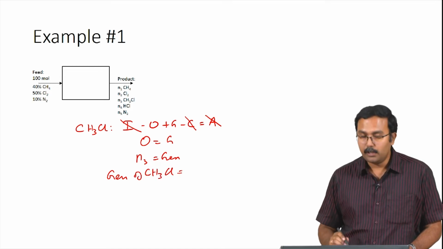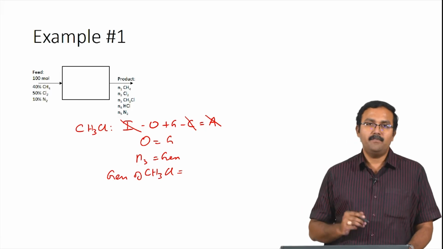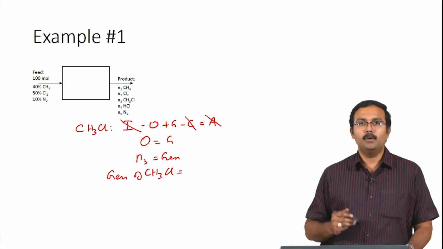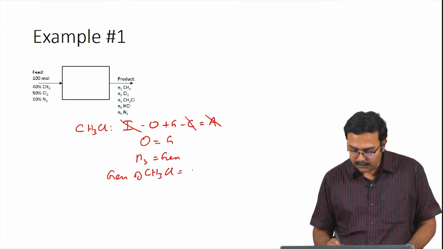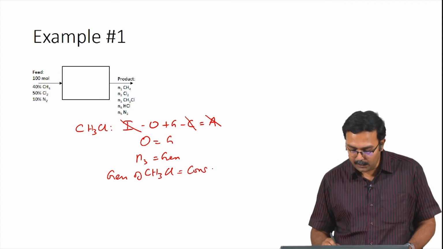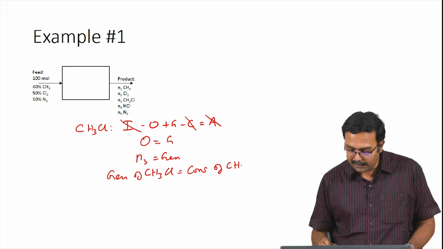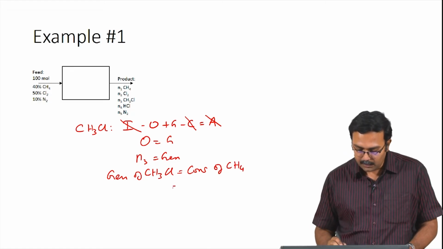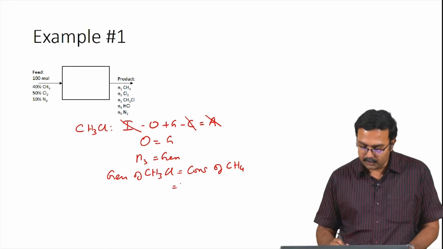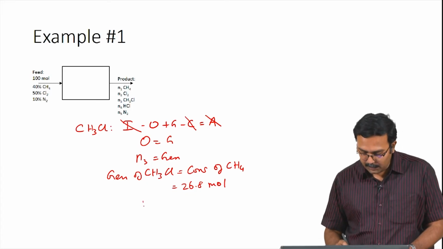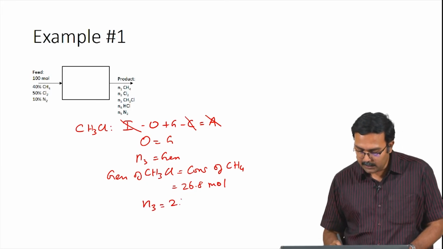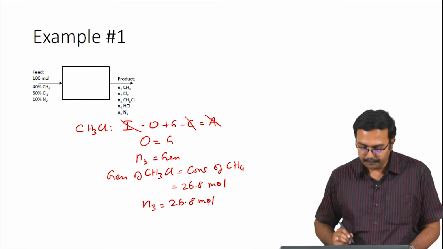Based on the stoichiometry, we know that for every mole of methane consumed, 1 mole of CH3Cl is formed, which means generation of CH3Cl would be numerically equal to consumption of methane based on stoichiometry. Thereby, generation of CH3Cl is given as 26.8 moles. So, this means we end up with N3 equals 26.8 moles.